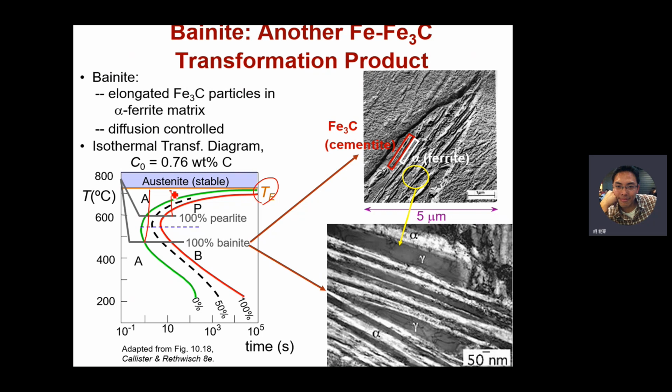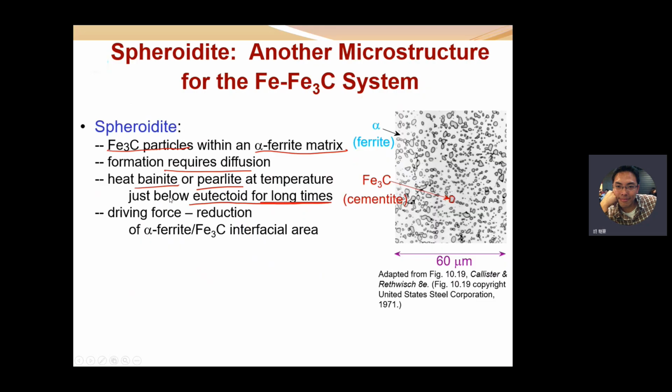Heat up close to the eutectoid temperature for a long time to form this spheroidite structure. So you can look at the particles of cementite in the alpha ferrite matrix.